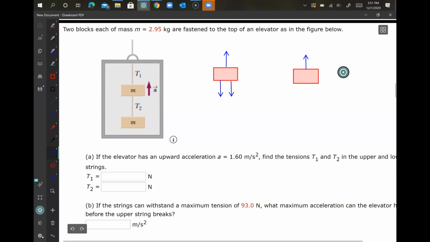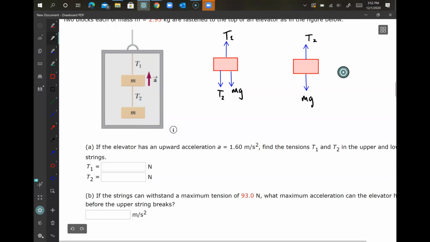Now, the mass hanging on the bottom experiences a force upwards from the rope, and then its own weight acting downwards, and nothing else. So let's label all of these. This would be T1, and then here we're going to have T2 and mg. Up here, we've got T2 and mg. Both of these masses have the same mass, thus I'm just labeling them both mg. If they were different, I would label them m1g and m2g.